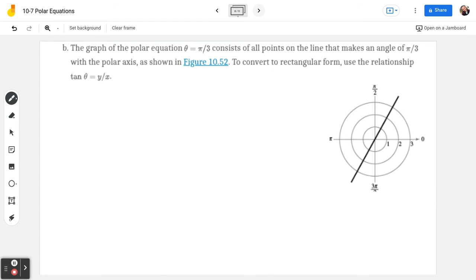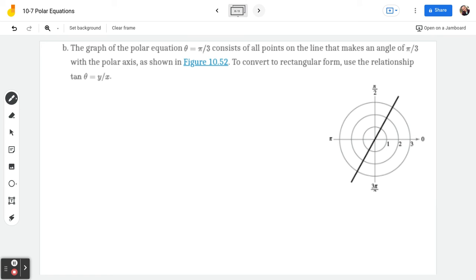The graph of the polar equation theta is equal to pi over 3 consists of all the points on the line that makes the angle pi over 3. That makes sense. So this whole line has an angle of pi over 3, or it has an angle of negative 4 pi over 3, which is actually the same thing as pi over 3 in terms of it being the same angle on the same line.